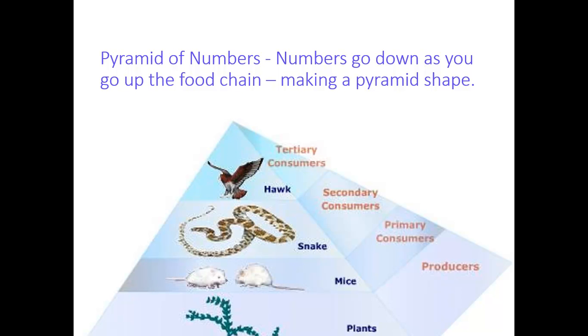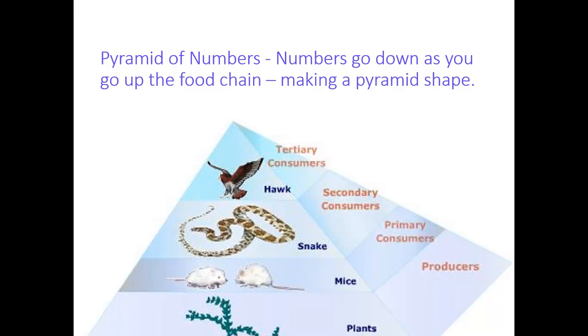This is talking about the number of organisms at each level. So how many plants are on the ground? How many mice are eating those plants? How many snakes are eating the mice? And how many hawks are eating the snake? You can see that when you have a pyramid of numbers, the numbers go down as you go up the food chain, making a pyramid shape.